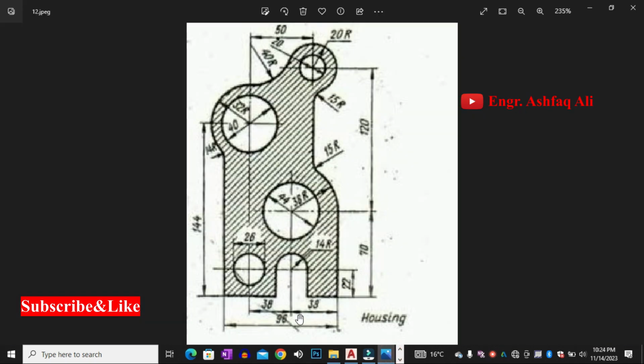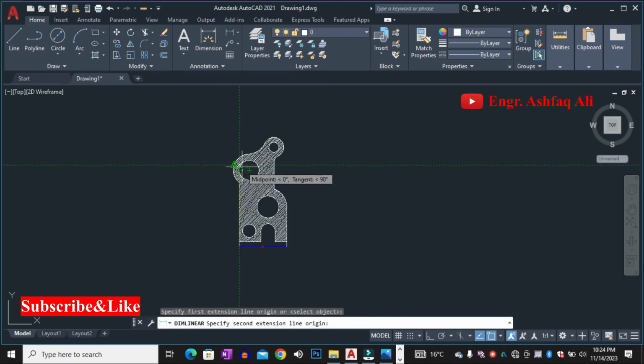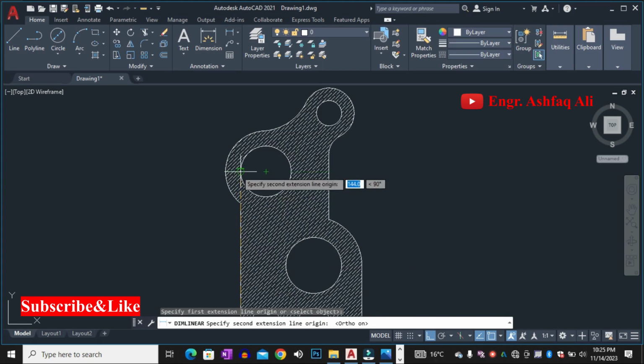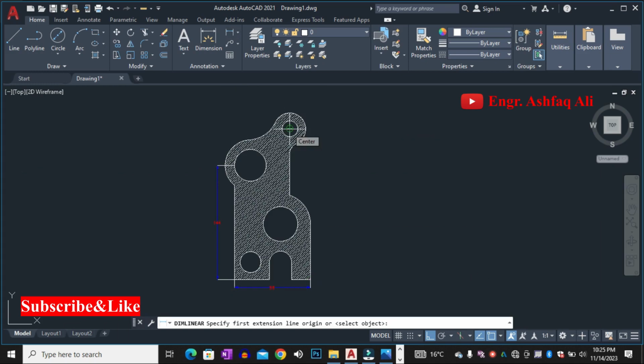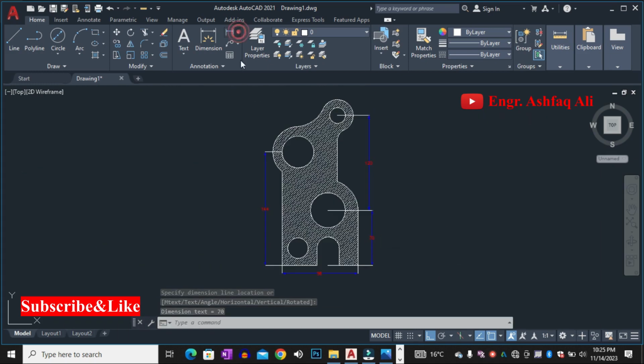Now give proper annotation to our figure and dimensioning from annotation tab.